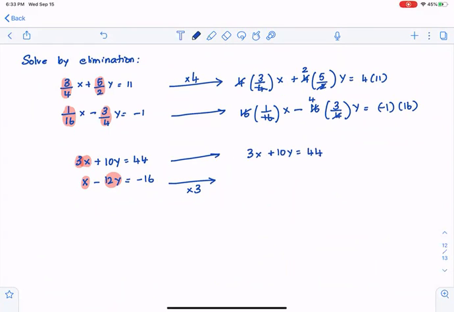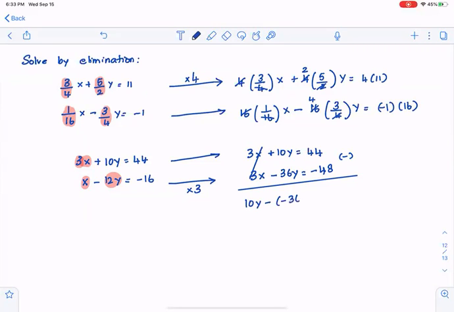The second equation, I'm going to multiply by 3. So 3x minus 36y equals minus 48. Now subtract the two, 3x would go away. 10y minus of minus 36y would be equal to 44 minus of minus 48. So 46y would equal 92. y would be 92 over 46, which will be 2.